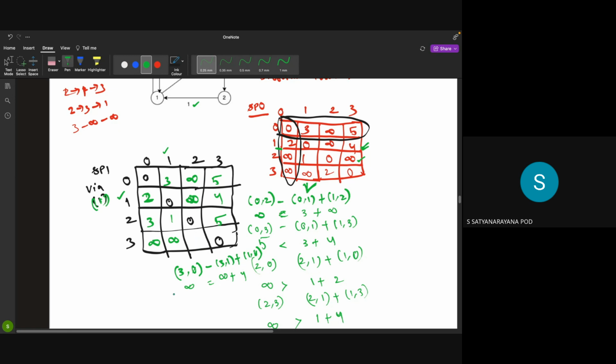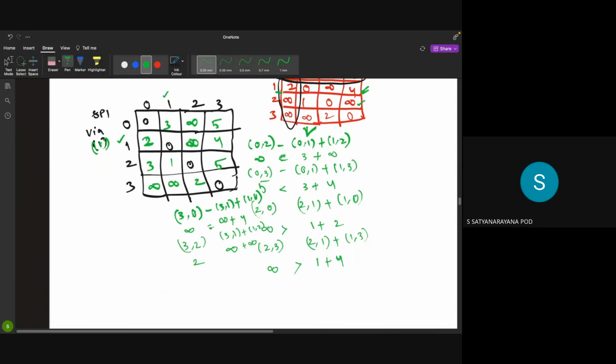And this value we have to get. 3 to 2, the last comparison. 3 to 2, we have two ways. 3 to 1 plus 1 to 2. That's what ij, and then ik and kj. So 3 to 2 already has value 2. So 3 to 1 is infinite, plus 1 to 2 also infinite. Is it right? So this is the better value.